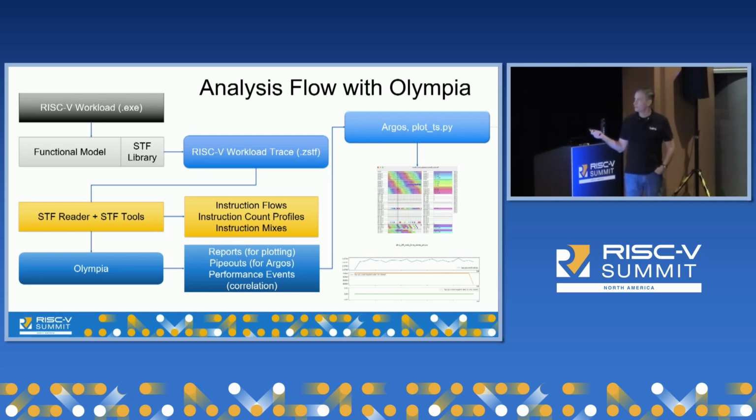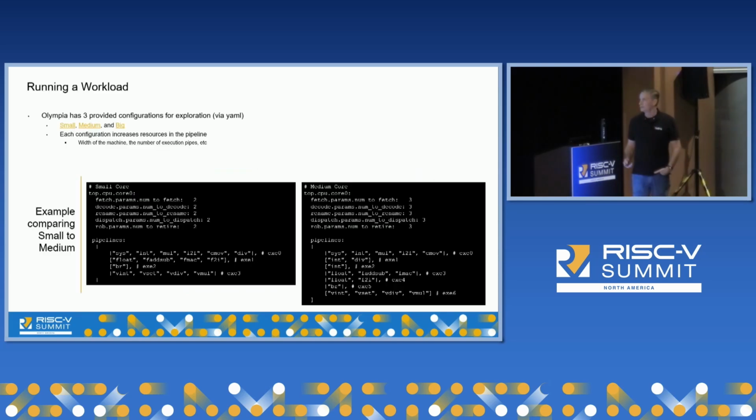We have two tools. Argos is the name of the tool that generates the rainbow chart. And then PlotTS is another tool that comes essentially with Olympia. It's very rudimentary. It's like 100, not even that, it's like 10 lines of Python, so you can look at that. But you can start building. The idea is that these are all the basis for tools that you can build on top of. Okay, so let's run a workload.